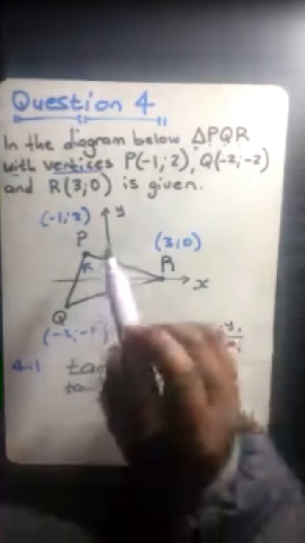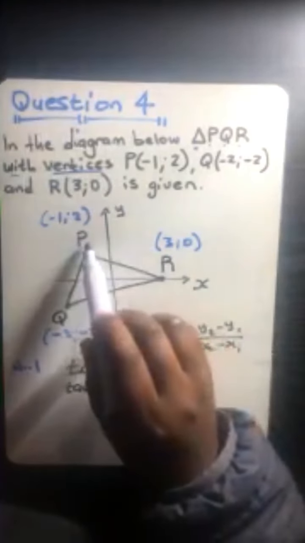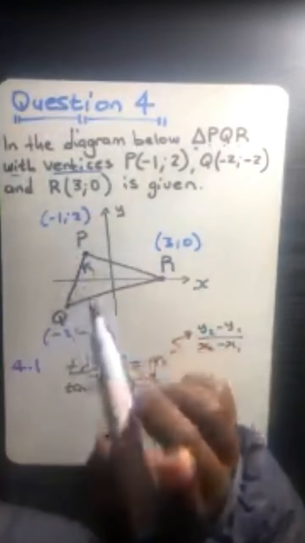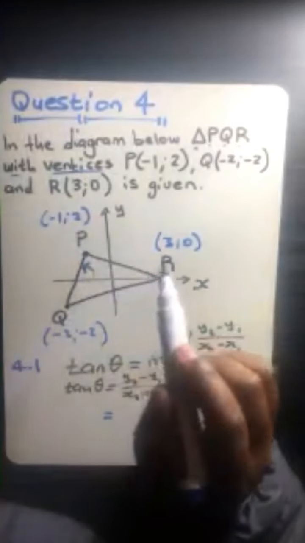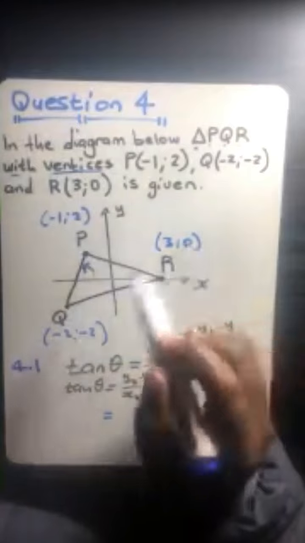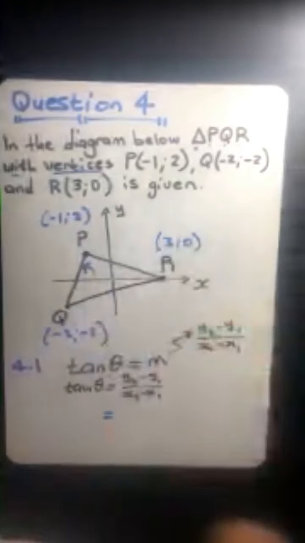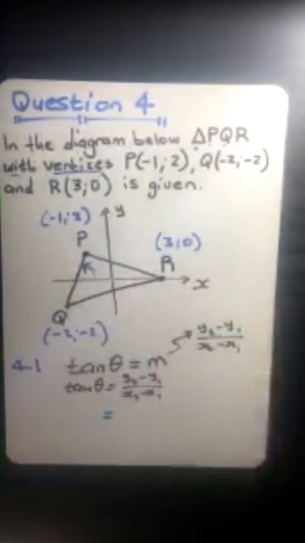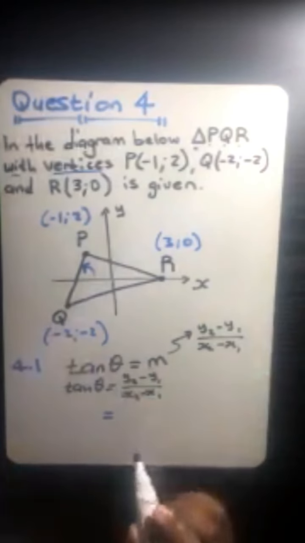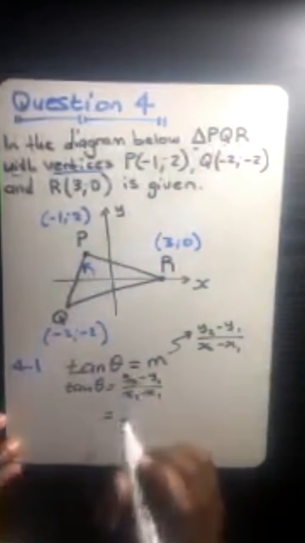So straight away, you can substitute. Now I need to determine which one is y2 and which one is x2. Between letters P and Q, which one comes first? The one that comes first is going to be my y1 and x1. The letter that comes second is going to be x2 and y2. Which letter comes first? A, B, C, D, E, F, G, H, I, J, K, L, M, N, O, P, Q. So P comes first and Q comes second.